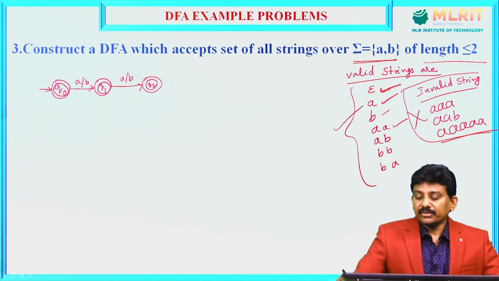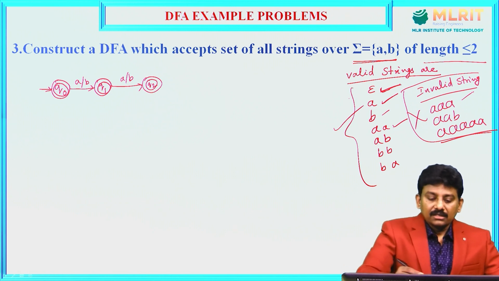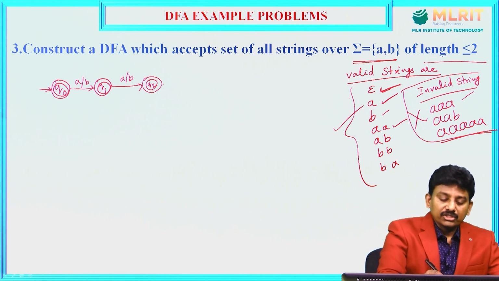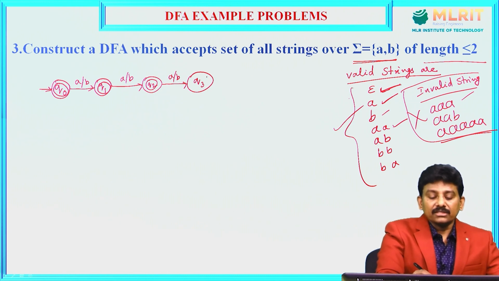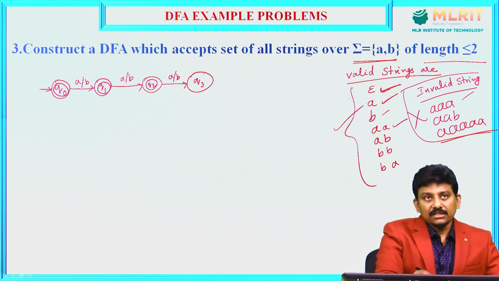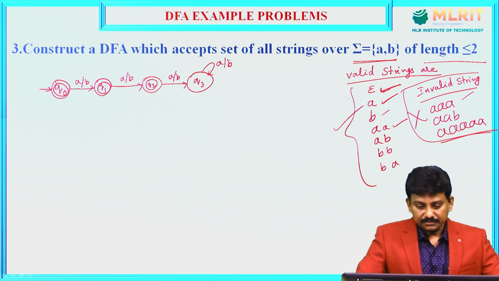But coming to invalid strings, if the length of the string is greater than 2, that is 3, 4, 5, any length, that means if you read one more symbol from Q2, that is an invalid length. So, I go to the next state, which is not a final state, Q3. Once you reach Q3, that means I have seen a string of length greater than 2. So, from Q3, for any symbol A and B, stay in the same state.